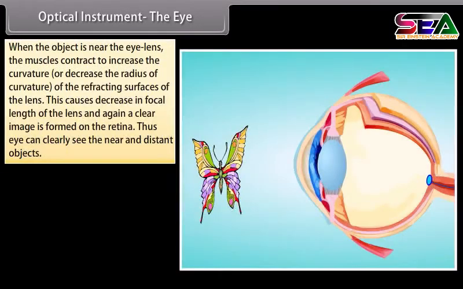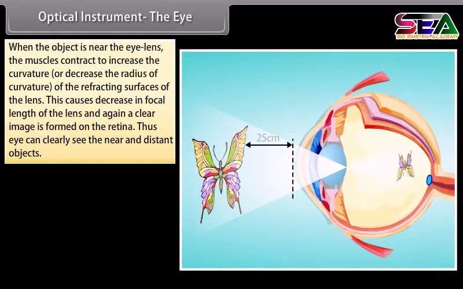When the object is near the eye, the muscles contract to increase the curvature, or decrease the radius of curvature, of the refracting surfaces of the lens. This causes a decrease in the focal length of the lens and again a clear image is formed on the retina. Thus, the eye can clearly see near and distant objects.